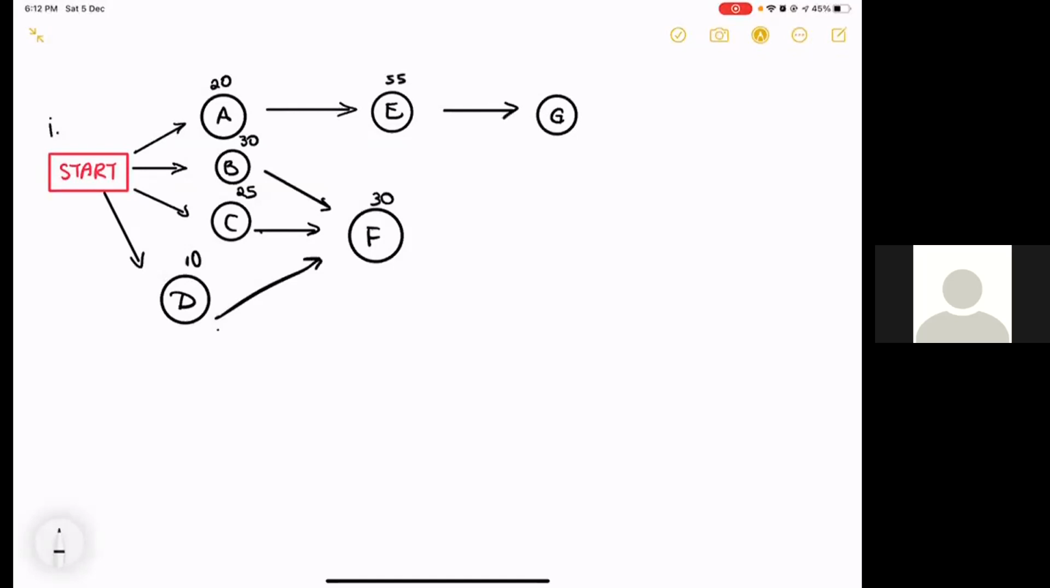And that is 25 seconds. And then our last one is H. And then the question says that H's predecessors are F and G. So it's a line from F and a line from G.